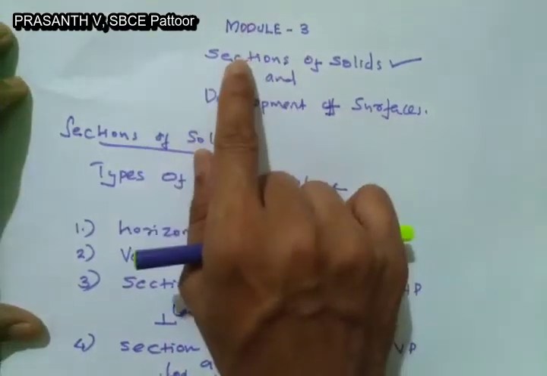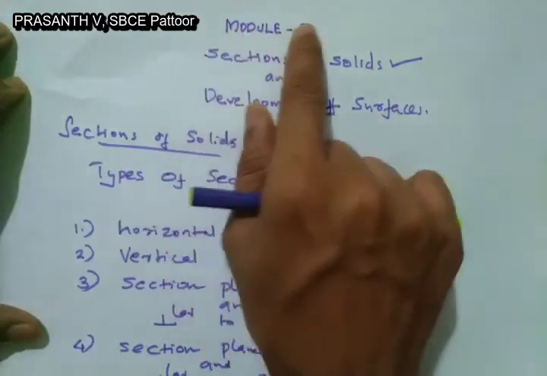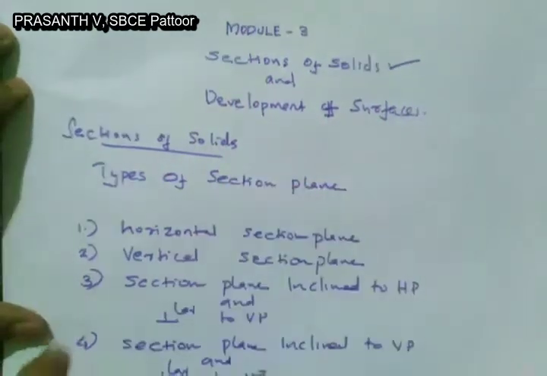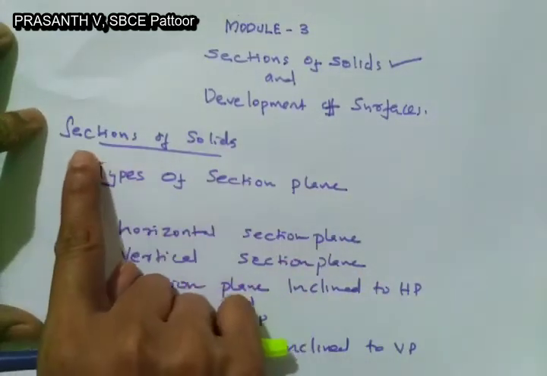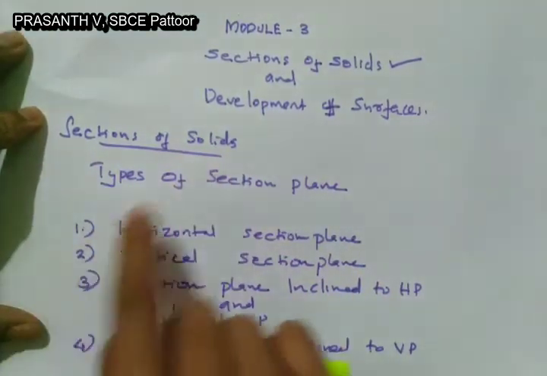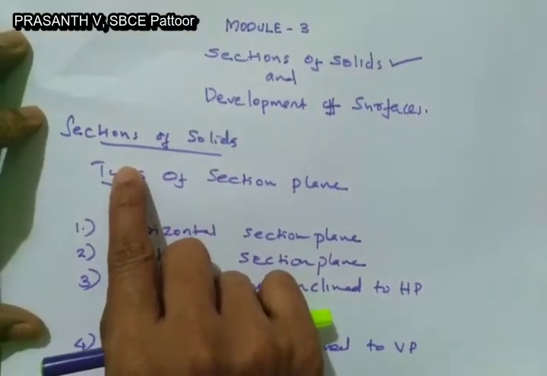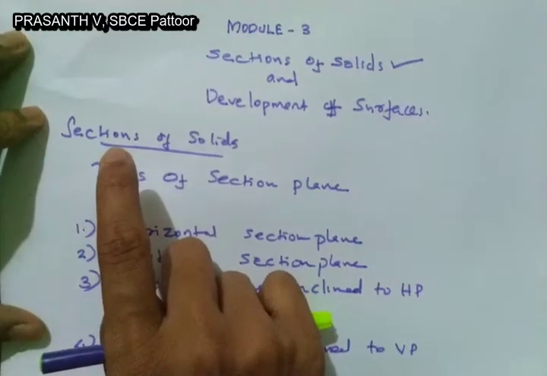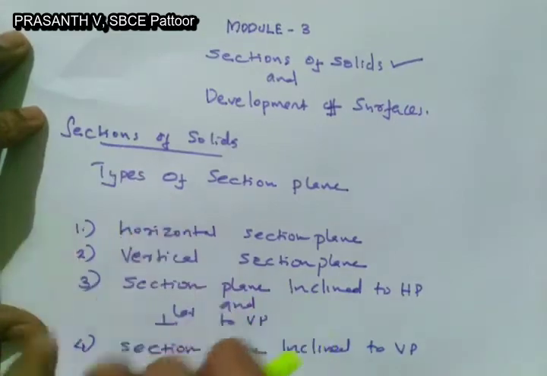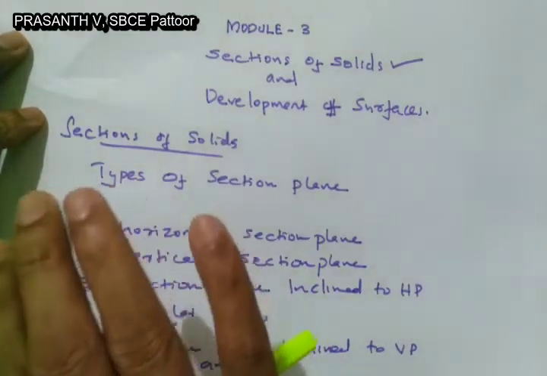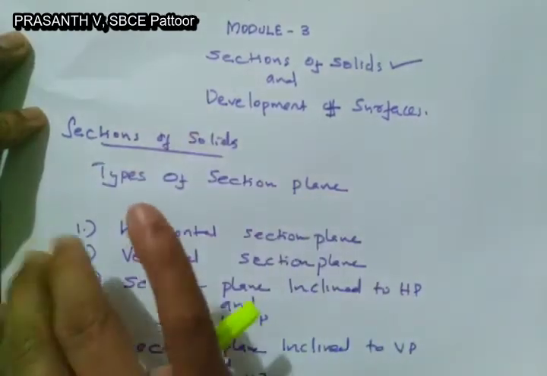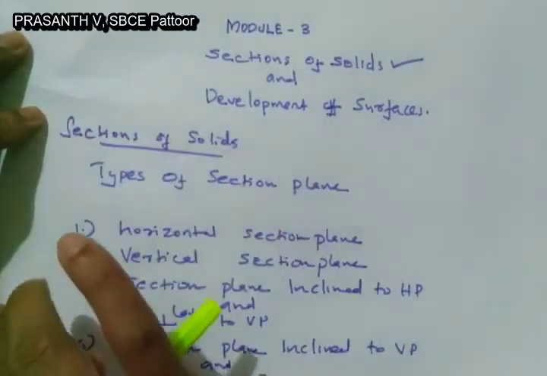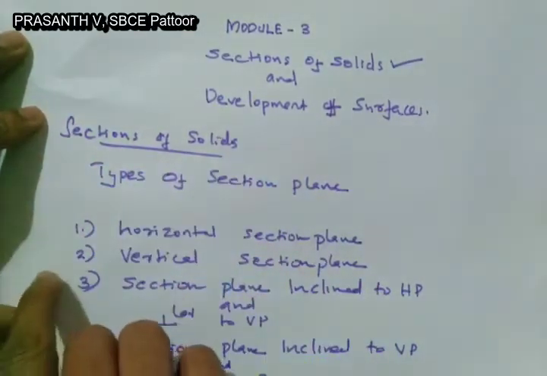Hello everyone. Today we will discuss module number 3, that is sections of solids and development of surfaces. In that, first we will consider sections of solids. Sections of solids means we place any object, that is prisms, pyramids, cone or cylinder, in a reference plane, and with a section plane or a cutting plane we cut that solid and we will obtain the sectional view in different ways. That is what the sections of solids deals with.